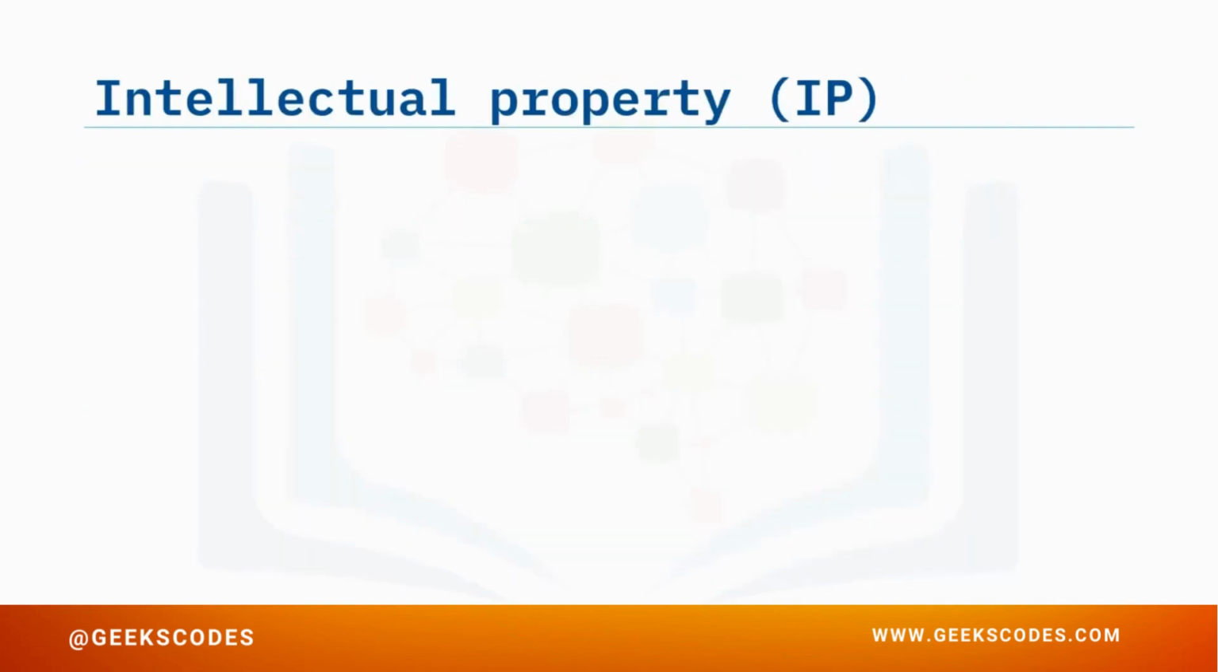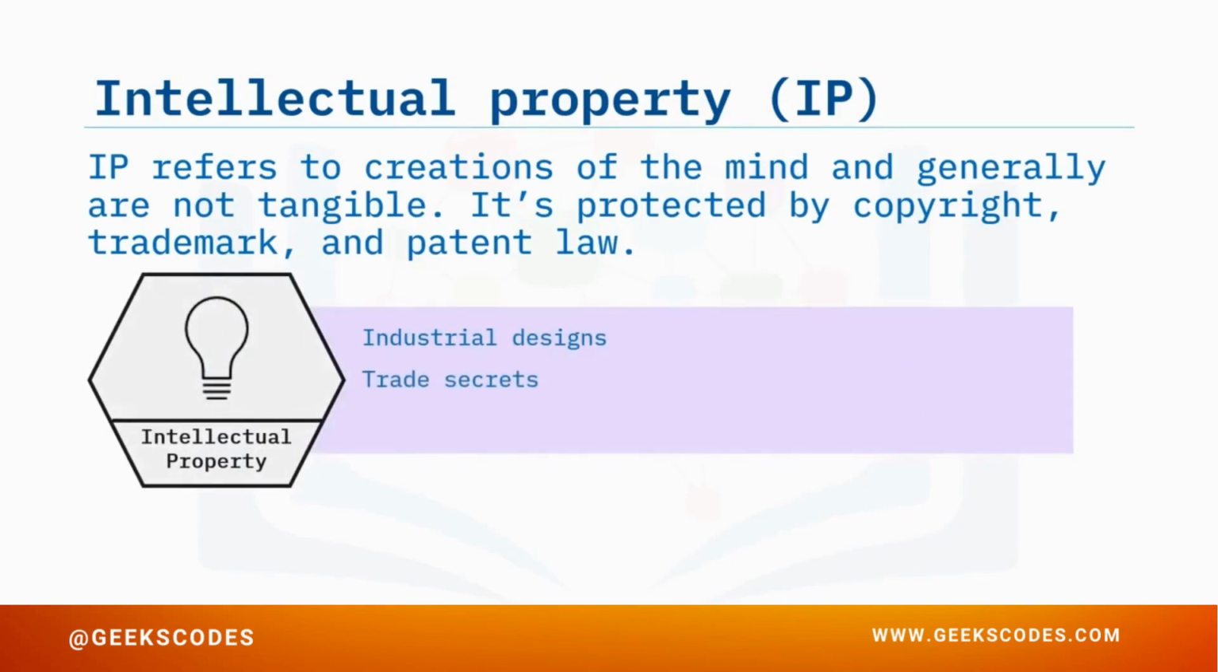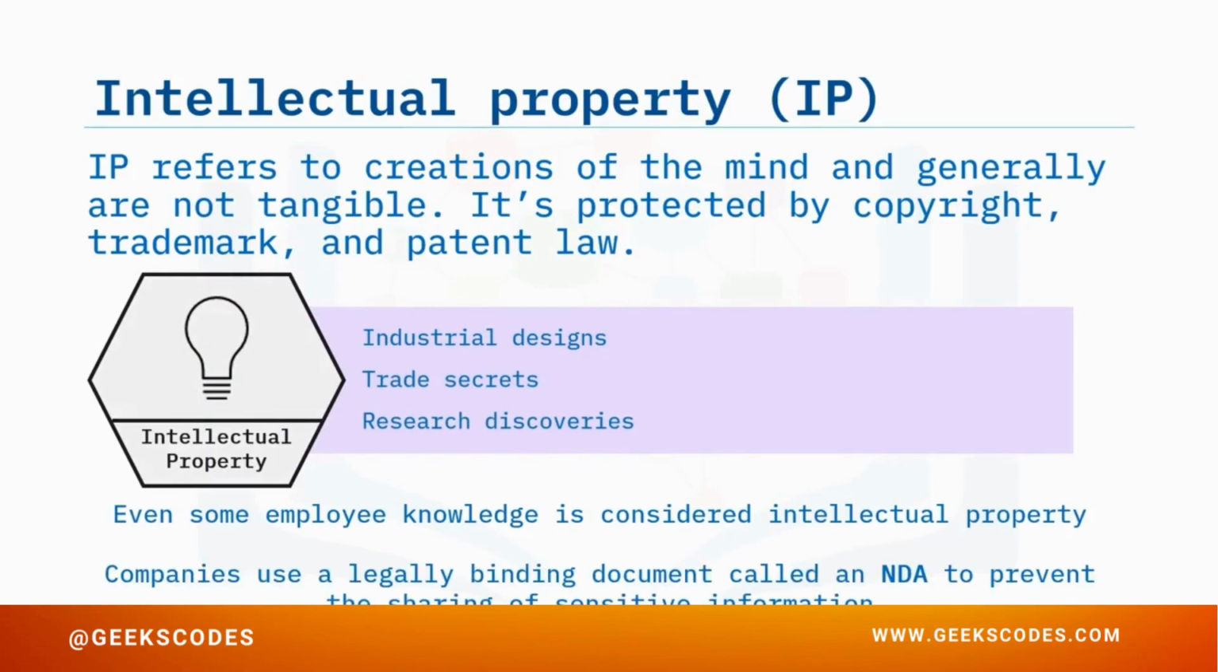Intellectual property, or IP, refers to creations of the mind and generally are not tangible. It's often protected by copyright, trademark, and patent law. Industrial designs, trade secrets, and research discoveries are all examples of IP. Even some employee knowledge is considered intellectual property. Companies use a legally binding document called a non-disclosure agreement, or an NDA, to prevent the sharing of sensitive information.